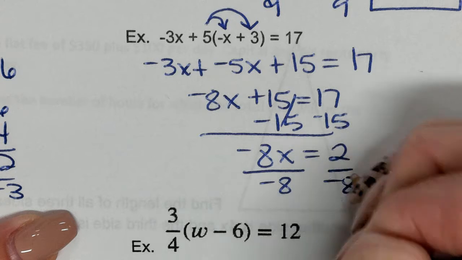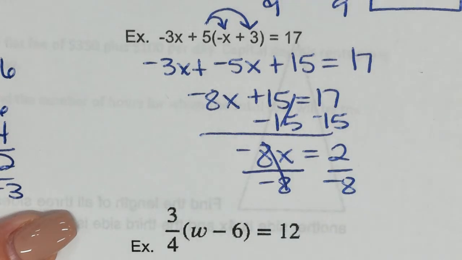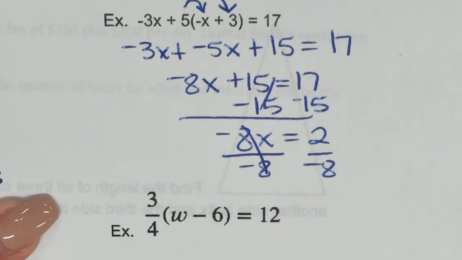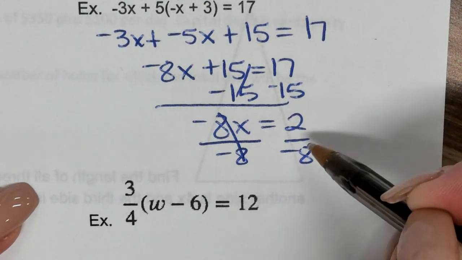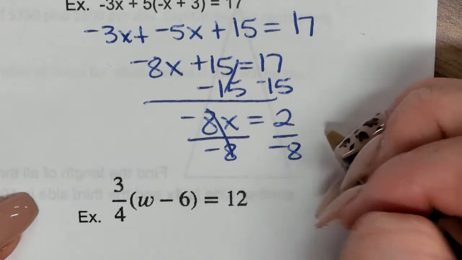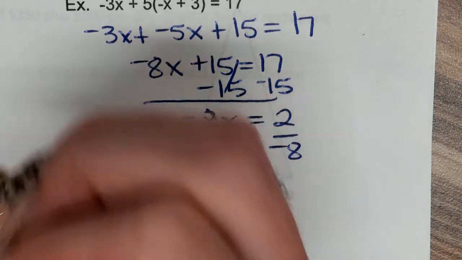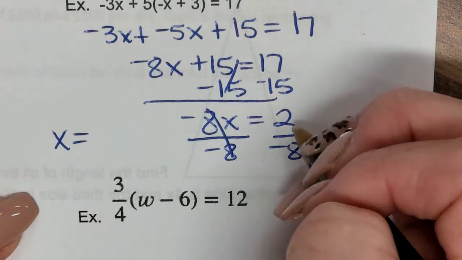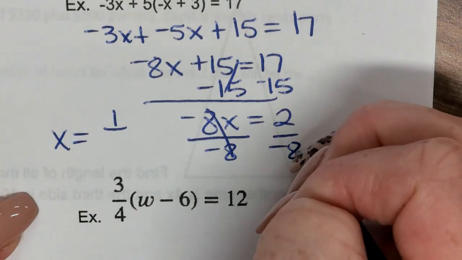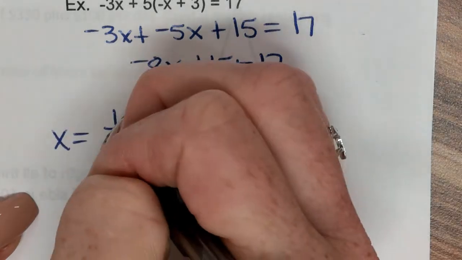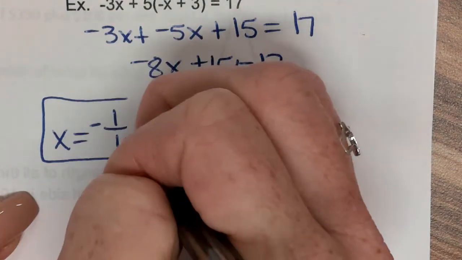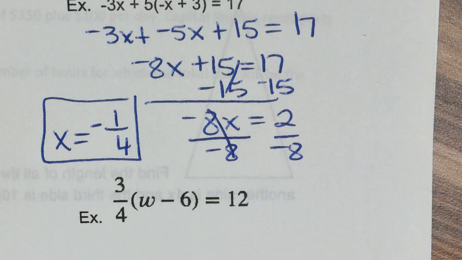Divide by negative 8. Please don't say 8 divided by 2 and just be lazy because you'll get the wrong answer. This is a fraction. This is not an improper fraction. So I'm simply going to reduce, which x equals, if I divide the top by 2, I get 1. Divide the bottom by 2, I get 4. And my answer is negative 1/4. Or negative 25 cents. Are we good?